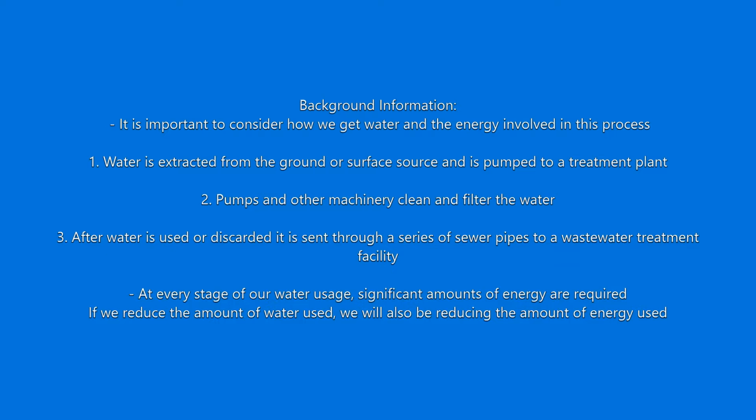At the treatment facility, pumps and other machinery clean and filter the water so it is safe to drink. The water is then carried at a high pressure through pipes to your home or school. When we use the water, there are softeners and filters that remove unpleasant tastes and odors, as well as heaters that heat the water. All of these devices and processes use energy. Finally, after you've used the water, it has to go somewhere. In most areas, water is sent through a series of sewer pipes to a wastewater treatment facility, where pumps and other machinery clean and filter it before releasing it back into the natural environment. At every stage of our water usage, significant amounts of energy are required.